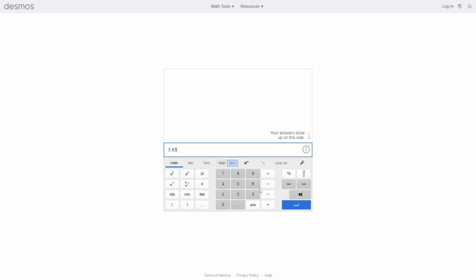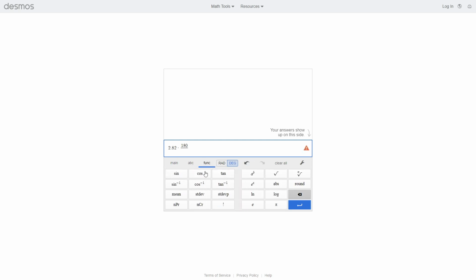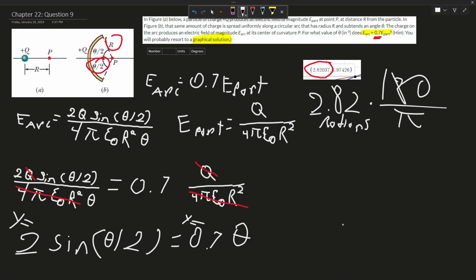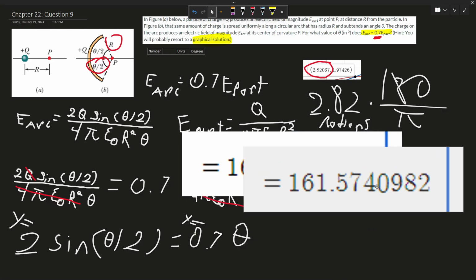I take 2.82 times 180 over 2. No, over pi, not 2. Why did I put 2? I don't know. Where is pi in this? There he is. And now you have 161.57, or at least I do, with my value of 0.7. Your value will be different depending on what you have. But you take this, and that is your final value. This guy right here. This is it.